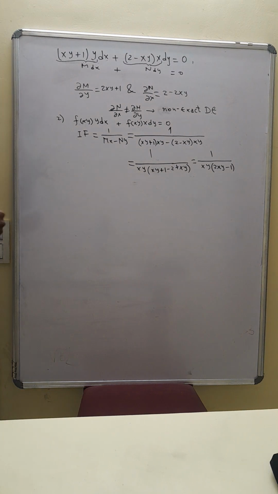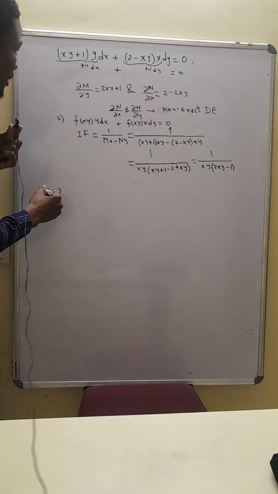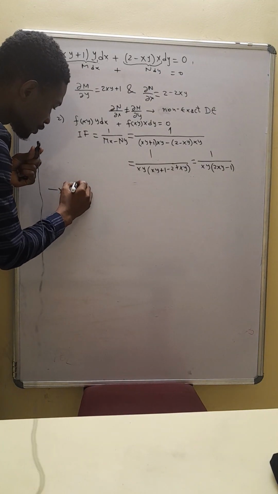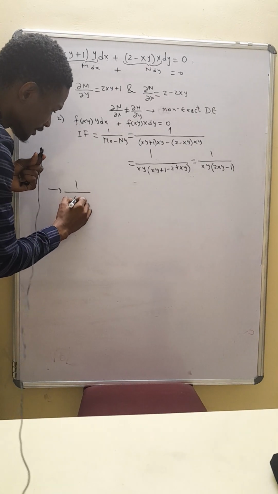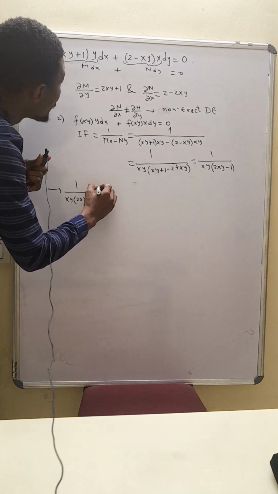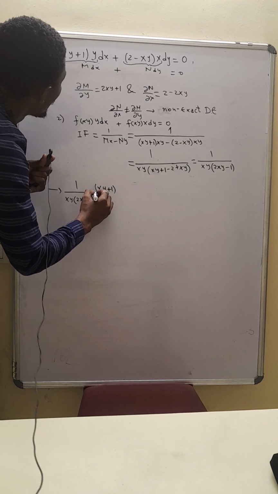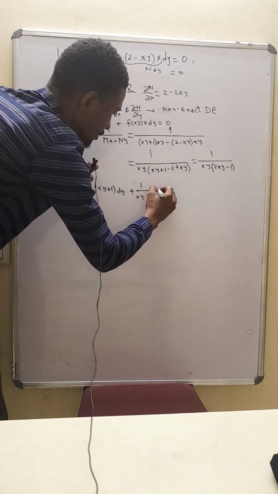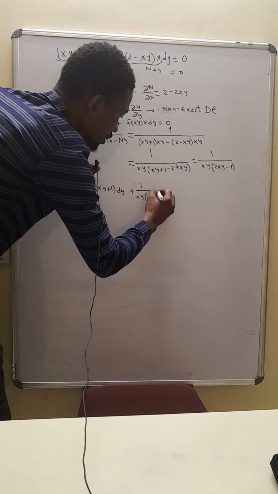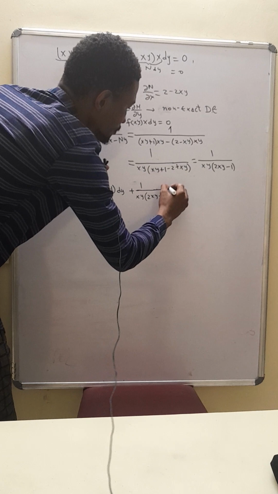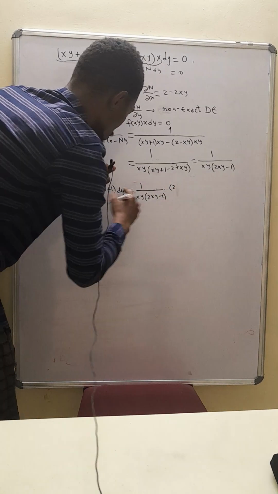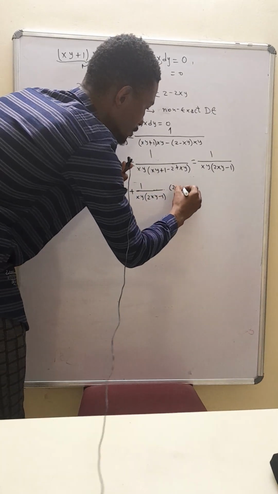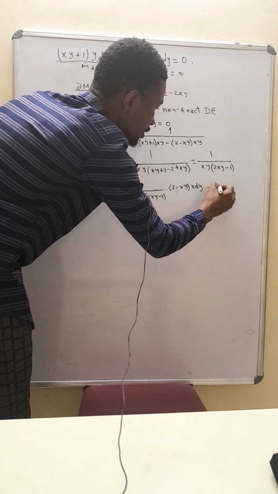So the next step, after finding the integrating factor, is to multiply this integrating factor by all of this expression. Okay? So this will be 1 upon xy, then 2xy minus 1 times (xy plus 1) dy, plus 1 upon xy, 2xy minus 1, times y dx, 2 minus xy, then x dy must be equal to 0.